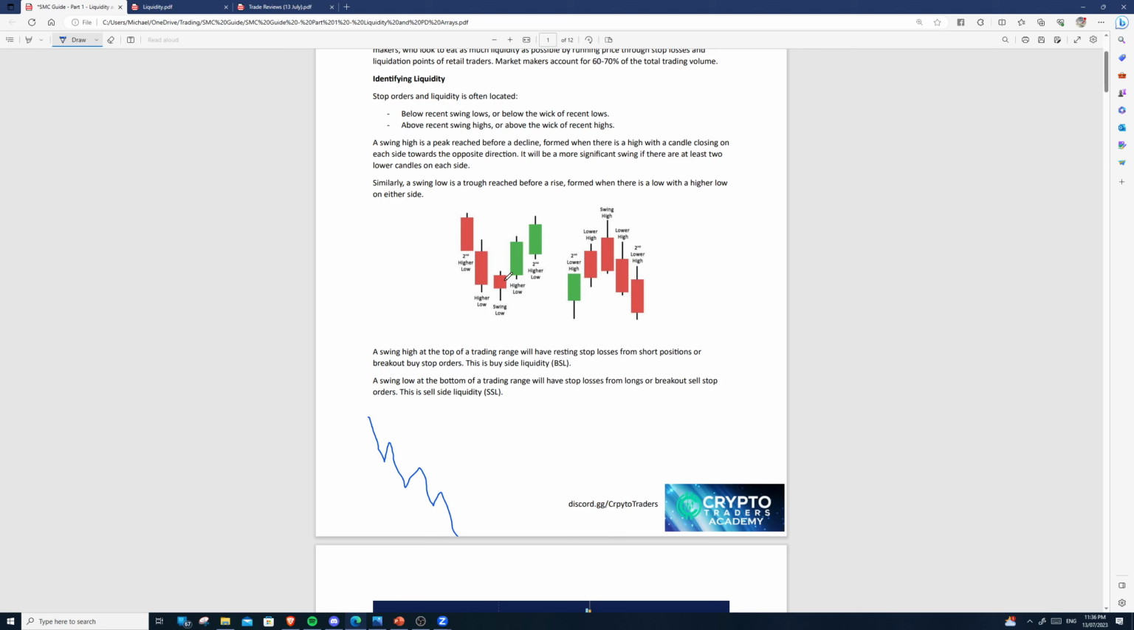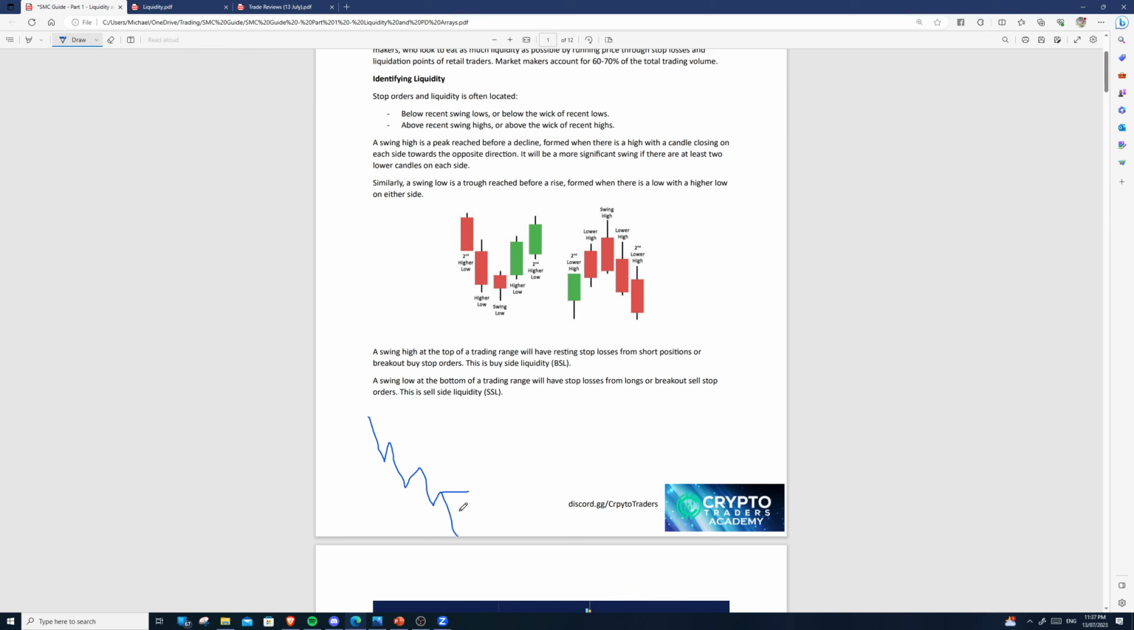For swing lows, we have a trough followed by two candles closing in the opposite direction, or just one candle. And on the left, we have also two higher lows. So that's a swing low, and vice versa for a swing high, where we have a peak reached before a decline. And commonly we have stop losses resting below swing low points or above swing high points. So you can see in this sort of scuffed trend drawing here, in a downtrend, swing lows and swing highs, and you can see there is a swing high right here.